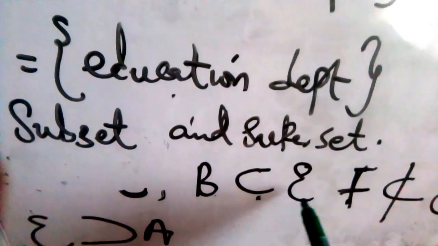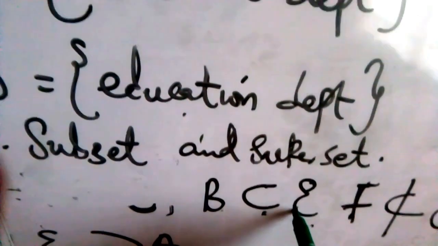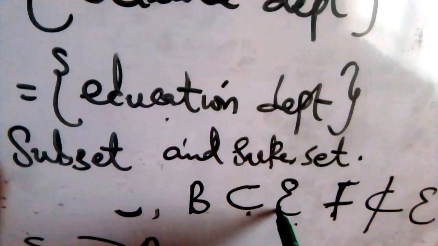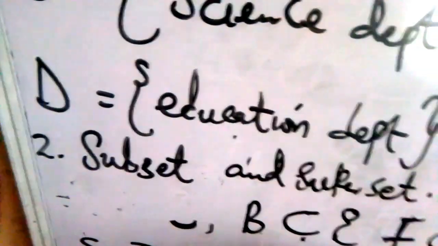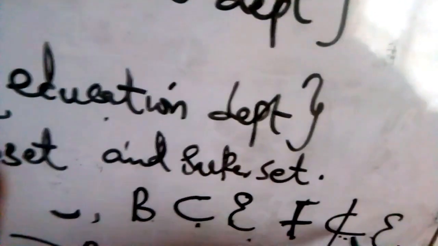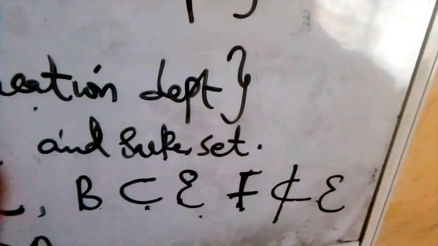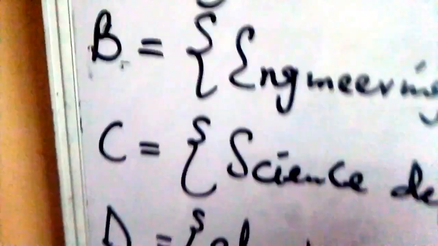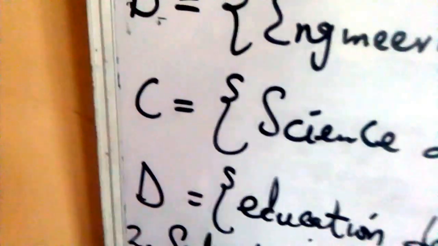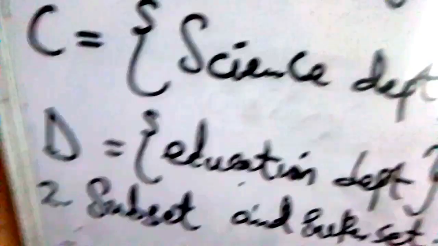B is a subset of the universal set. The universal set, remember, is all students in Federal University of Technology Minna. And F is not a subset. This means when you have a subset symbol like this with a slash on it, it means it's not a subset of the universal set, because there is no set that is standing, that is F, here.